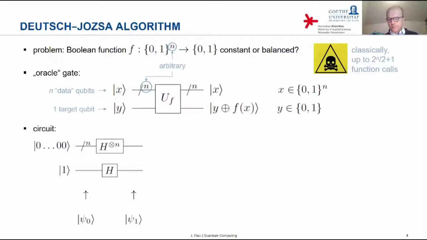In a first step, you apply Hadamards to all the qubits. In the case of the data qubits, you see that gate H with a tensor n in the exponent. This just signals that you have n qubits here, and you apply the Hadamard gate to each individual qubit. So in the n qubit Hilbert space, you apply the n-fold tensor product of the Hadamard gate.